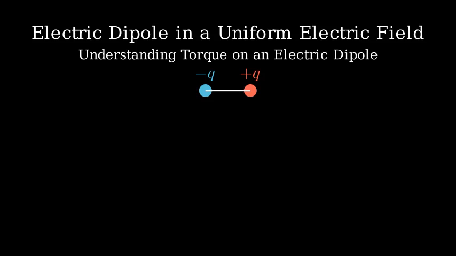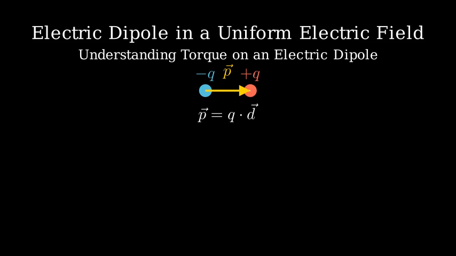An electric dipole consists of two equal but opposite charges separated by a small distance. We typically represent this with a positive charge and a negative charge connected by a rod or a line. The electric dipole moment, denoted as P, is a vector that points from the negative charge to the positive charge and has a magnitude equal to the charge multiplied by the distance between them.